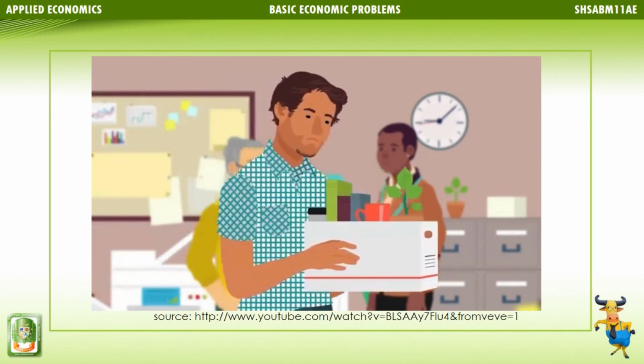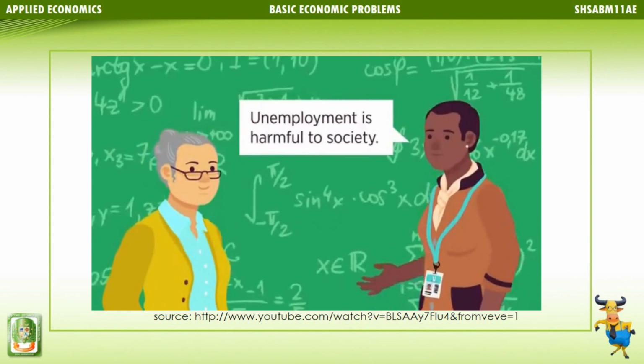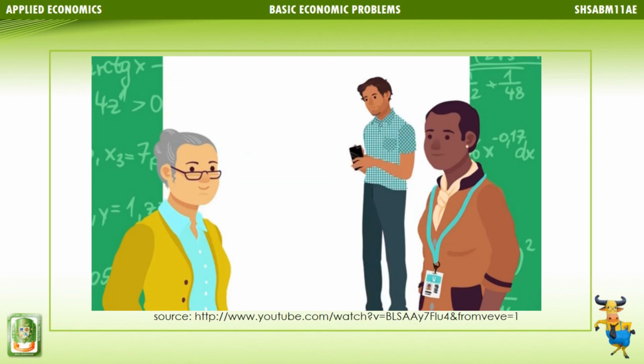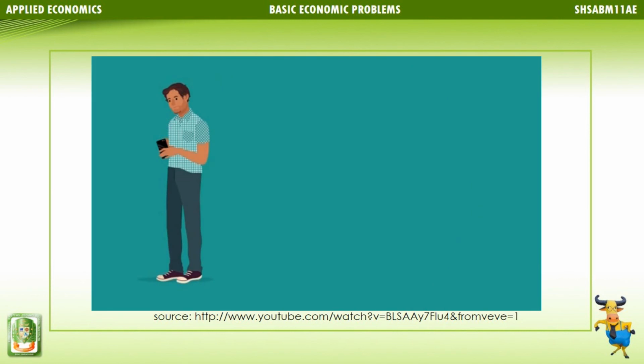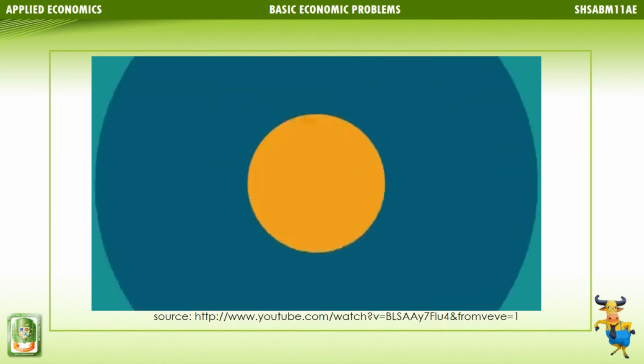Unemployment doesn't just harm the people who are out of work. Economists warned that it is also harmful to society overall because it represents unused resources. The people who cannot find jobs represent goods and services that are not being produced. To some people, an unemployed person is someone who doesn't have a job, but actually it's more complicated than this.